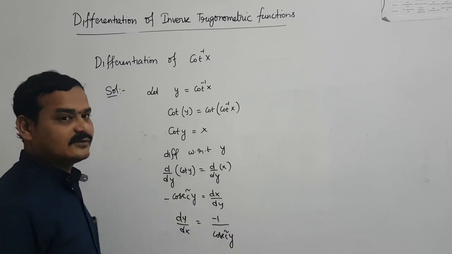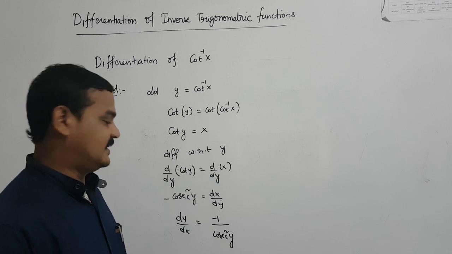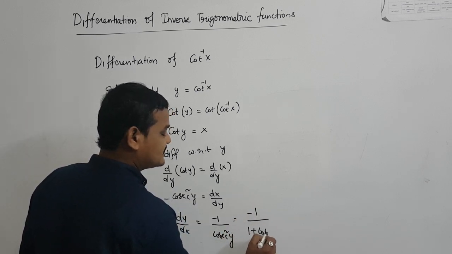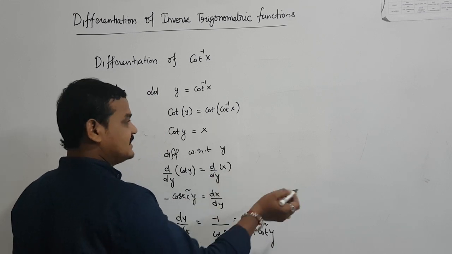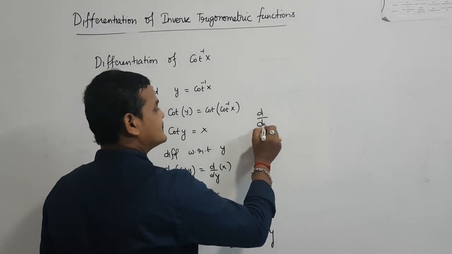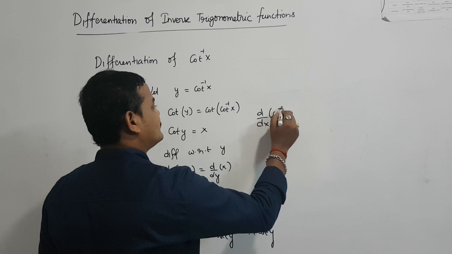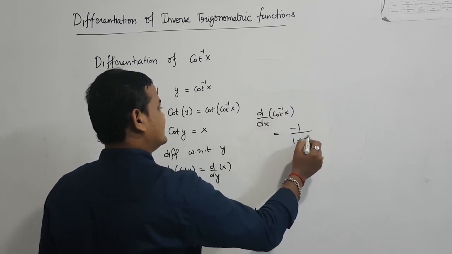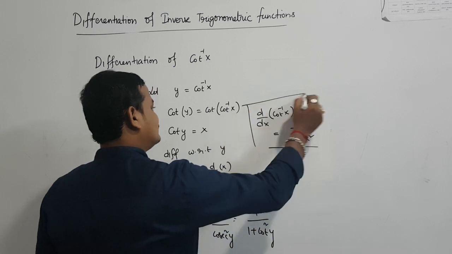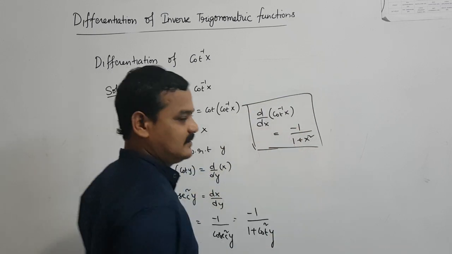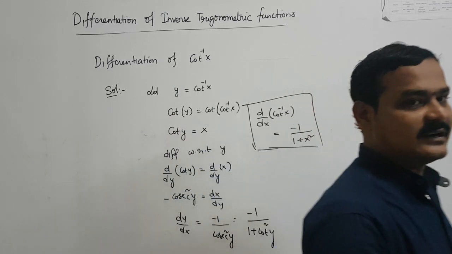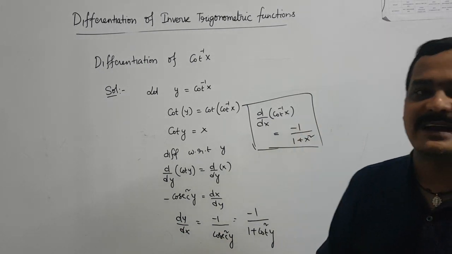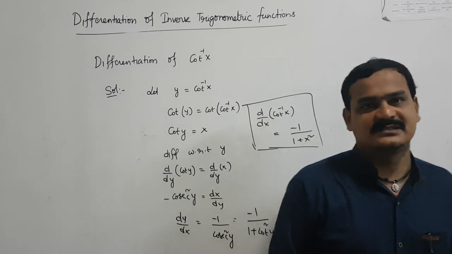Write down the formula of cos square y in terms of cot y. That is equal to minus 1 by 1 plus cot square y. In place of your substitution, d by dx of y, meaning cot inverse of x, is equal to minus 1 by 1 plus x square. This is the way you can get the derivative of cot inverse of x. Cot inverse x derivative is this one. Similarly, you can find the derivative of the remaining 4 functions also.